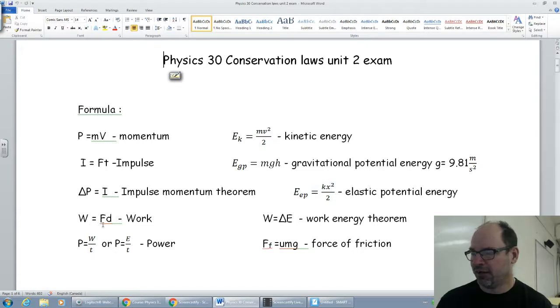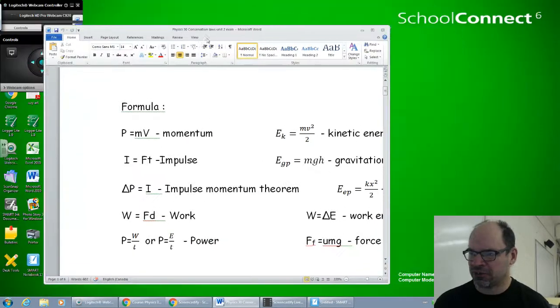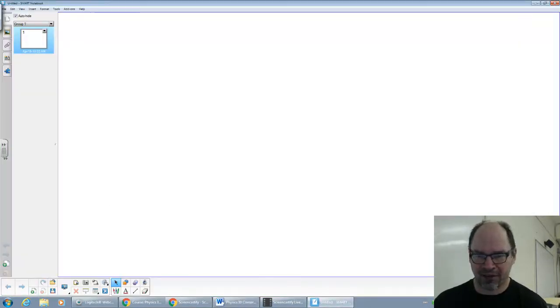Work, Fd. Okay. Keep in mind that it has to be Fx. Remember, you can have that angle, so sometimes you have to take part of the work with an angle. Work energy theorem: work equals a change in energy. Okay. Friction. Force of friction there, in case we need it. And then the power formula. It's either work over time or energy over time. Okay, and those are the formulas that you're going to need for this quiz. So let's go through what type of questions you will see on this quiz, and do a little outline and some practice.